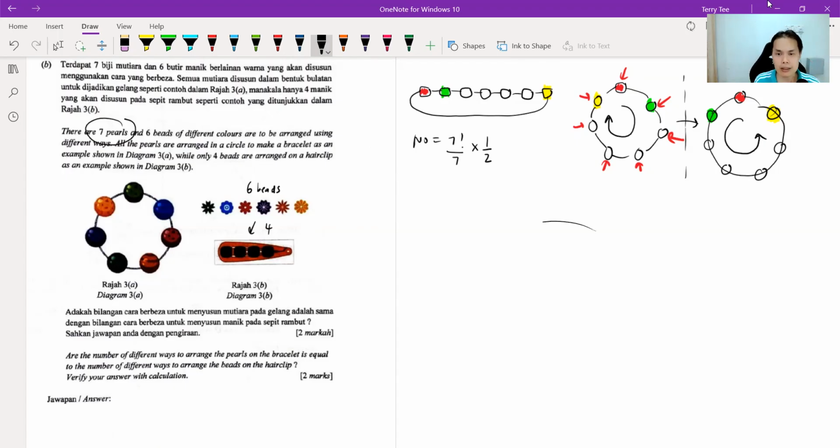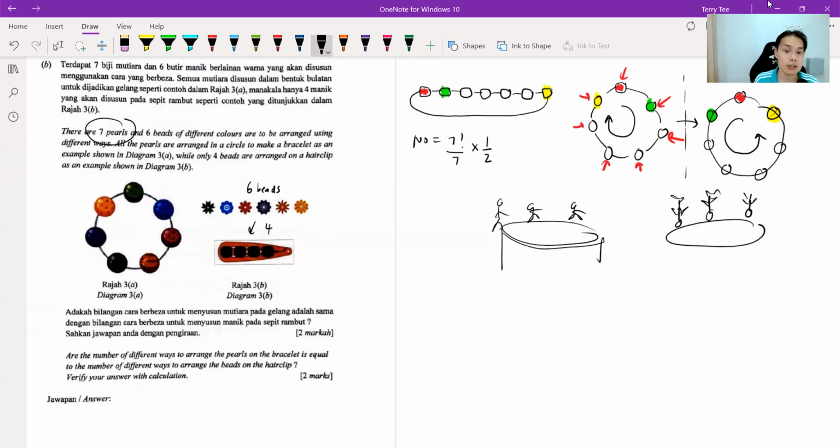keychain, and so on. Like for people sitting at the table, you cannot flip them, right? It's not possible. You try to flip them, they'll be upside down like this, all right? So it's not possible to flip people. It's possible to flip a bracelet. That's why you've got to times half, okay? All right, so when you times half, let's calculate.